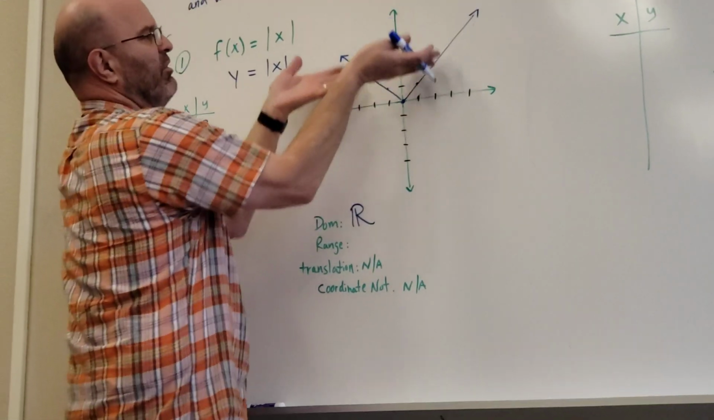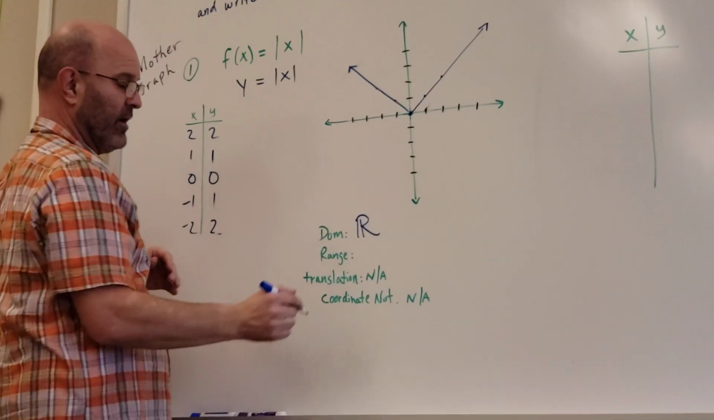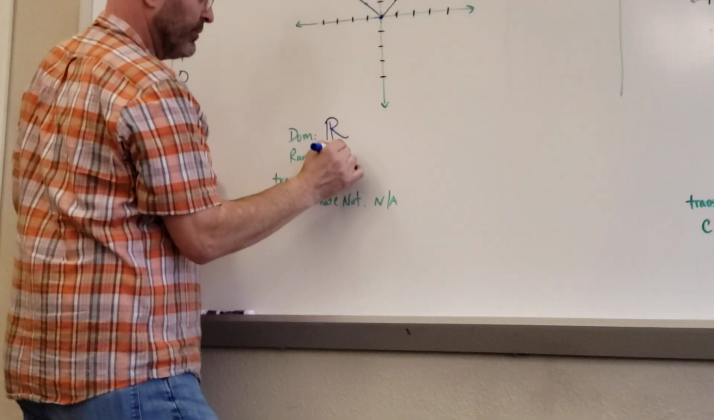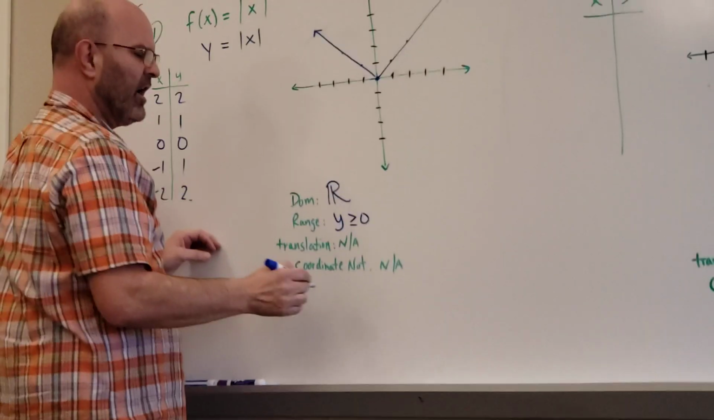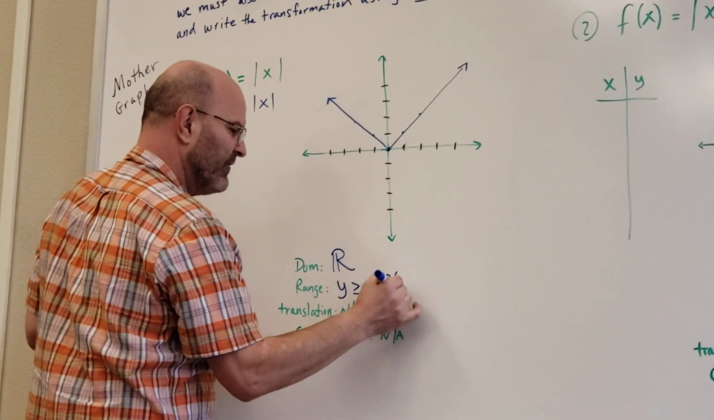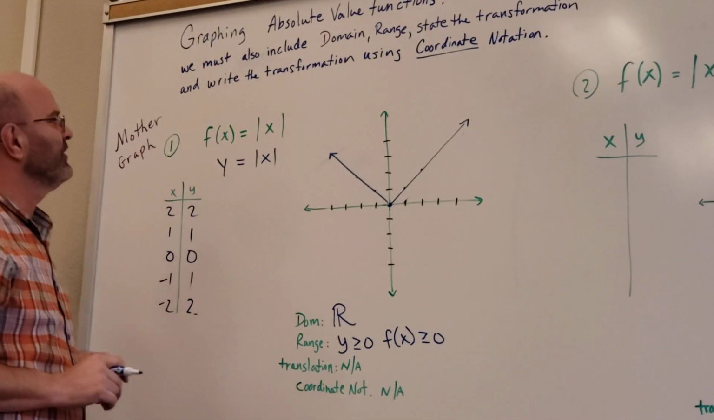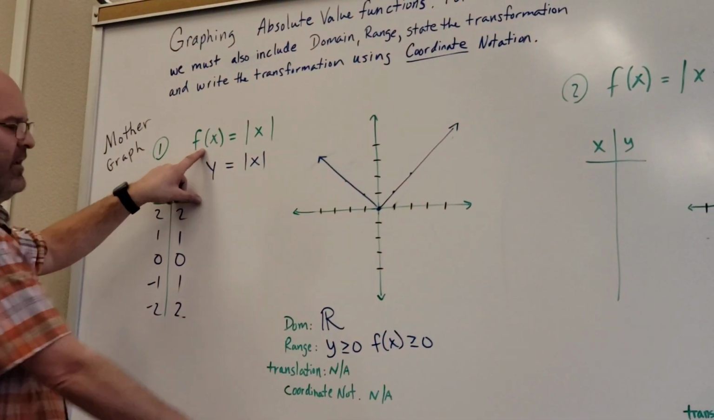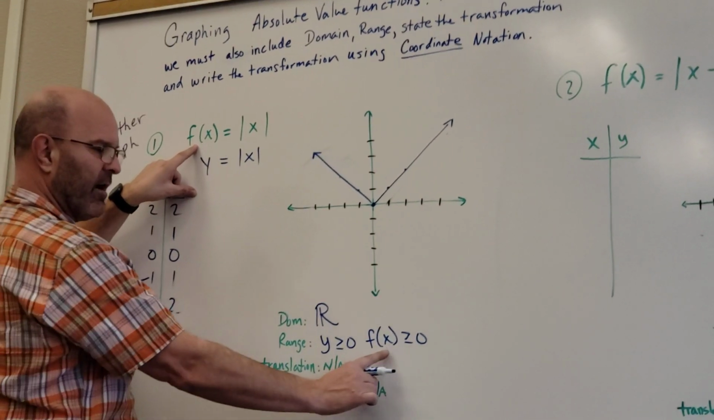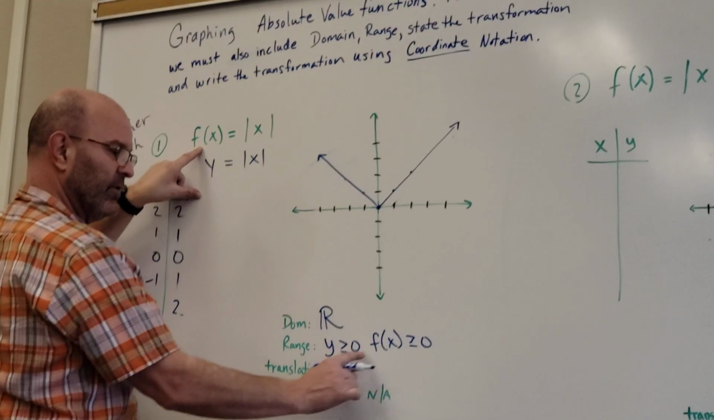This graph is positive, yes? So I'm going to say the y values must be greater than or equal to 0. I also could have said f of x is greater than or equal to 0. I have no real preference. It kind of depends on the way the problem comes. But since it says f of x here, I would probably say yes. But these two things mean the same thing.